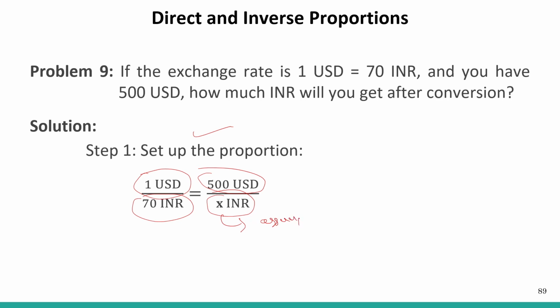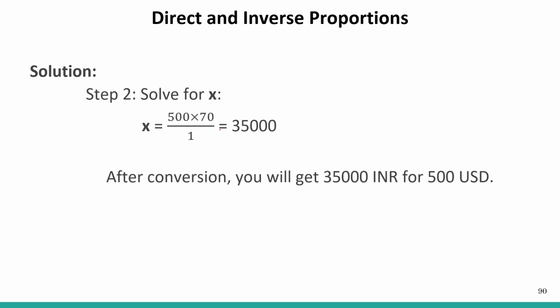Okay, assumption. So this implies that X is equal to 500 into 70 INR, right? So this will be 35,000 Indian rupees, right? This will be the answer. So solving for X is equal to 500 into 70 by 1 is equal to 35,000 rupees. So after conversion, you will be getting 35,000 Indian rupees. Okay, this much amount of Indian rupees for 500 US dollars after conversion.